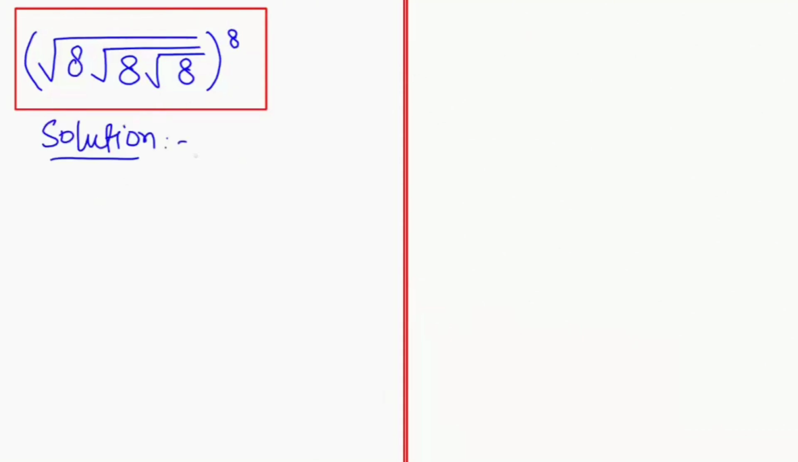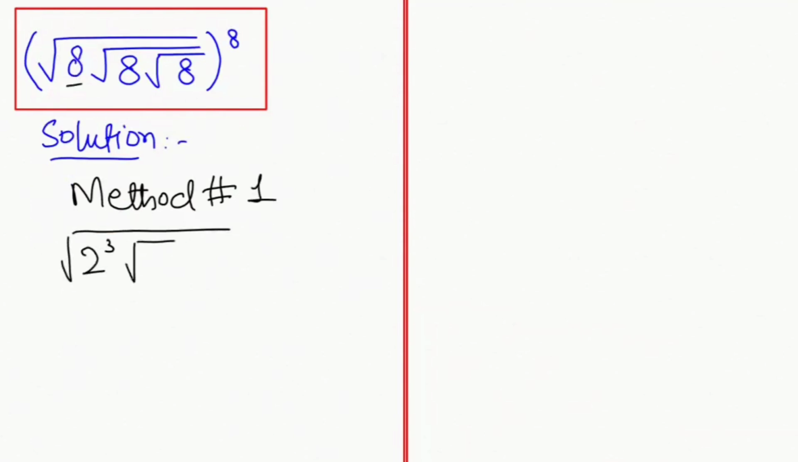I am going to solve this equation by two different methods. I'm going to solve it by the first method. I'm going to change this 8 into the form of a power. So (√(2^3 √(2^3 √(2^3))))^8.